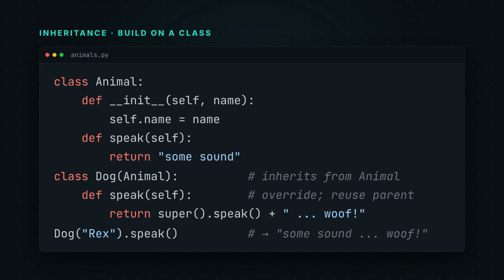And see super().speak()? That calls the parent's version first. So you build on it instead of throwing it away. Write shared code once in the base, and specialize in the children.